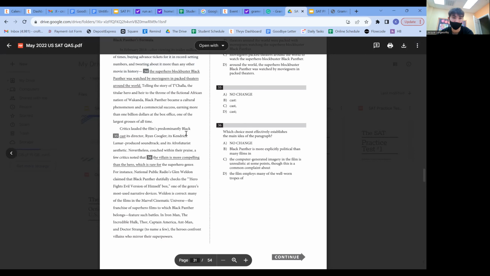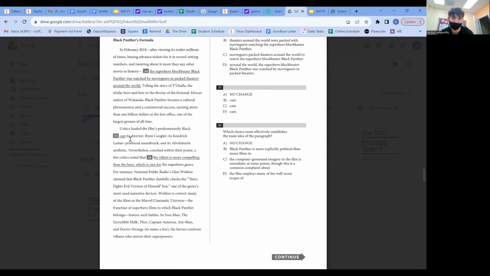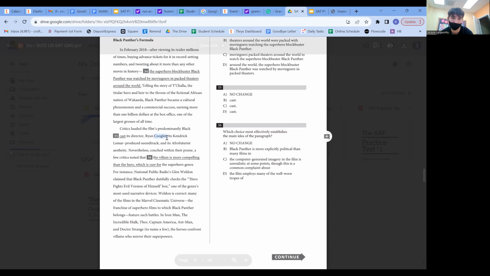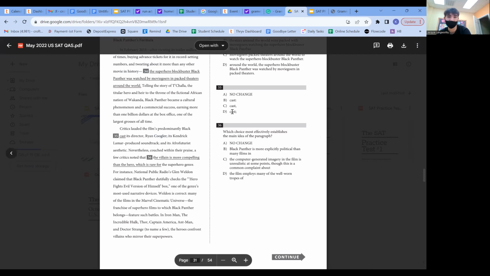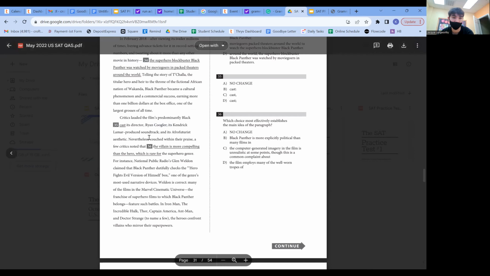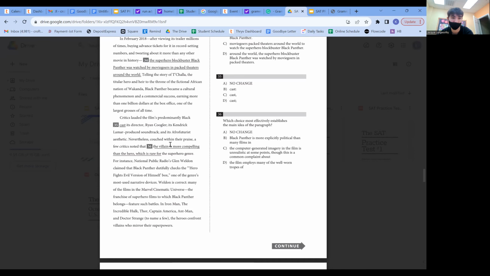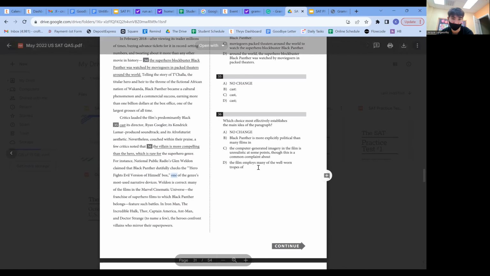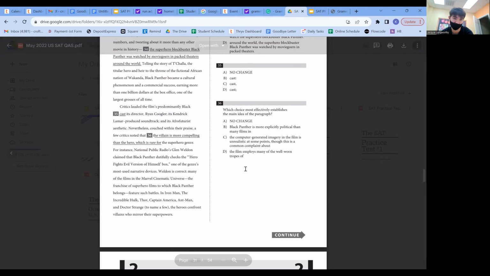35, critics lauded the film's predominantly black cast, its director, Ryan Coogler, its Kendrick Lamar produced soundtrack, and its Afrofuturist aesthetic. Okay, so this is the list with semicolons. So cast has a semicolon. 36, nevertheless, couched with their praise, a few critics note that the villain is more compelling than the hero, which is rare for the superhero genre. 36 is going to be D, because right after it just describes all the tropes. So, it's D.